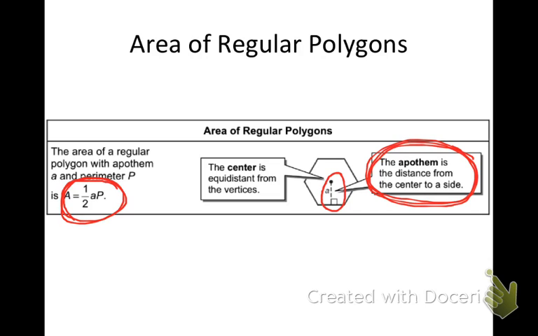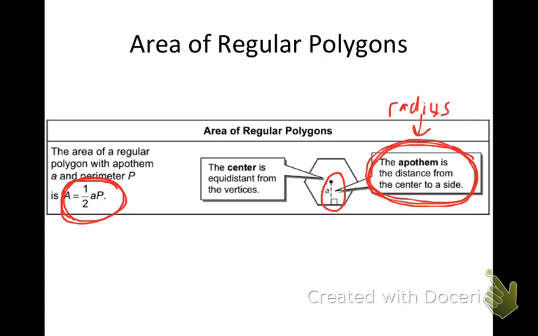What is the apothem very similar to in a circle? Radius. The apothem is very similar to the radius here. And again, the center is equidistant from the vertices. Could that ever be different? All right, so the apothem is the distance from the center to the side. And we have to use what we know here to find the apothem. Now, P stands for perimeter. Perimeter is just the distance around, recall. So that's kind of straightforward. Nothing too hard there.